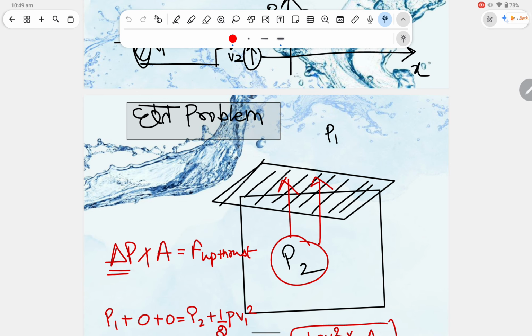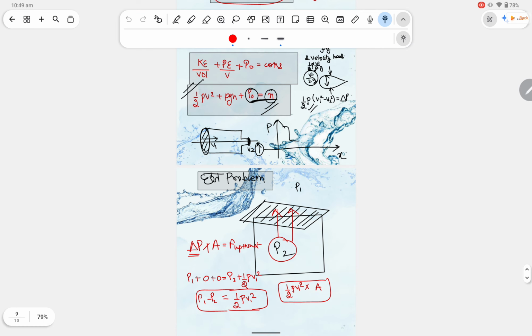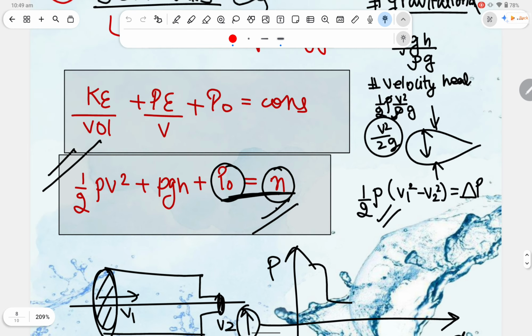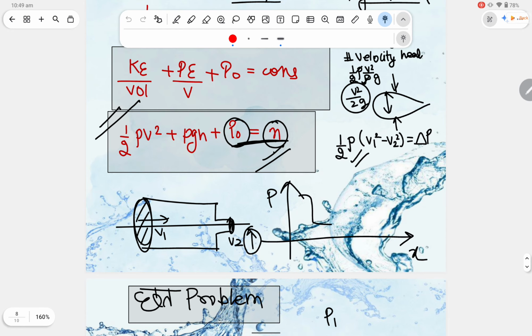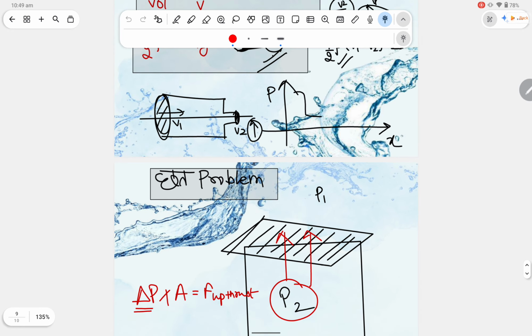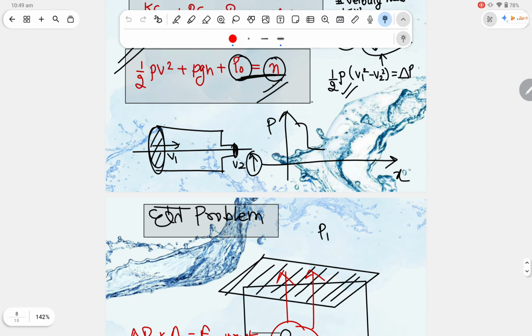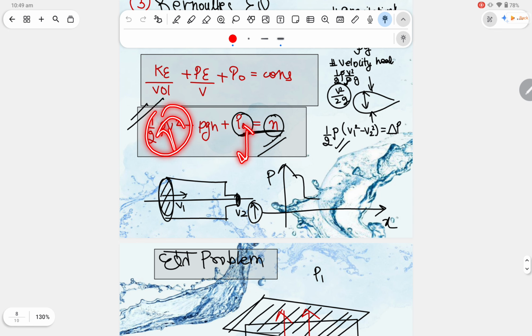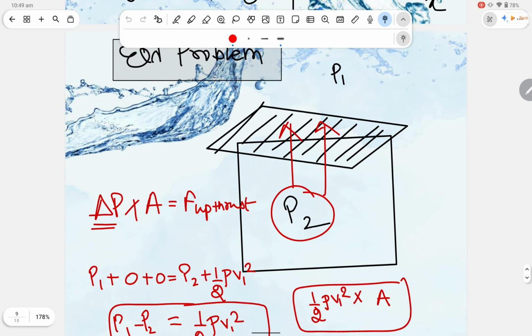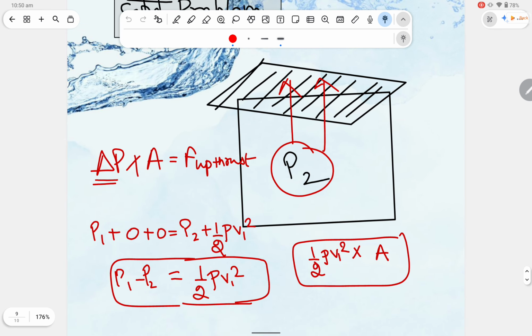By due to having a velocity, what exactly the Bernoulli equation is: half rho v square plus rho gh plus P naught is equal to a constant. When the wind is blowing over the roof, the pressure over the top of the roof would be less, because the velocity over there is greater. When the velocity increases, the pressure automatically decreases to keep it constant. So the pressure P1 would be lesser than the pressure P2.